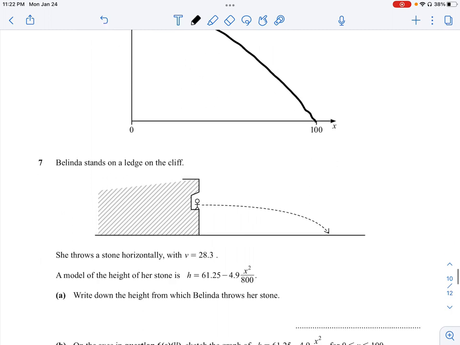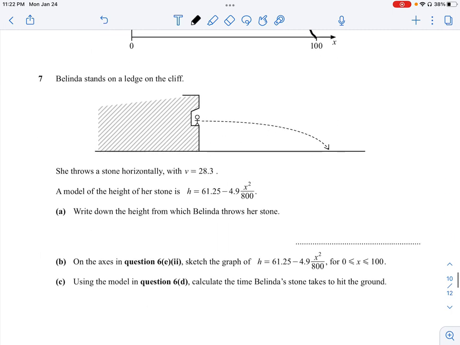Now Belinda stands on the ledge of the cliff. She throws with a speed of 28.3. Her model is 61.25 minus 4.9x squared divided by 800. Write down the height from which Belinda throws her stone. So it is directly from the question: 61.25.